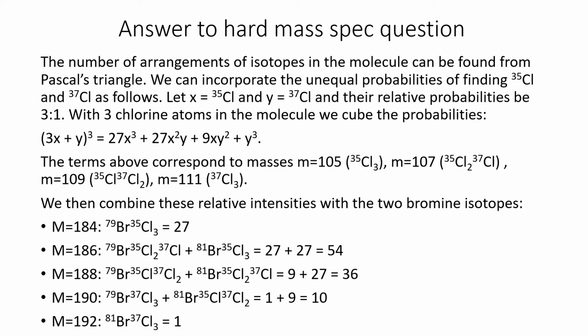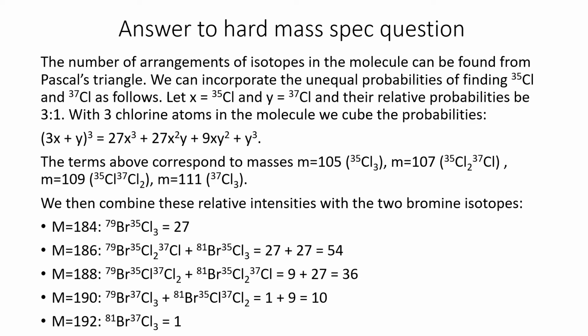And so that is what the mass spectrum would look like. If you had BrCl3 and put it into a mass spectrometer, you would find 5 peaks for the molecular ion. Assuming we're just making these 1+ ions, the m/z values will come out as 184, 186, 188, 190 and 192. And the relative heights of those peaks would be 27 to 54 to 36 to 10 to 1.